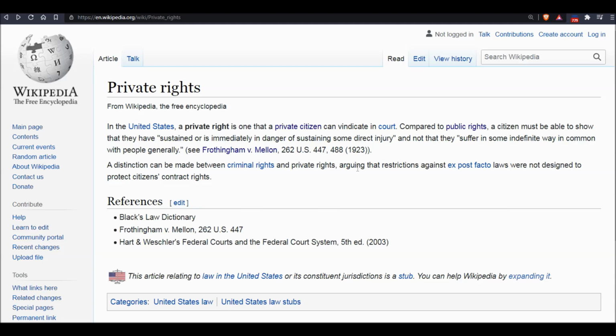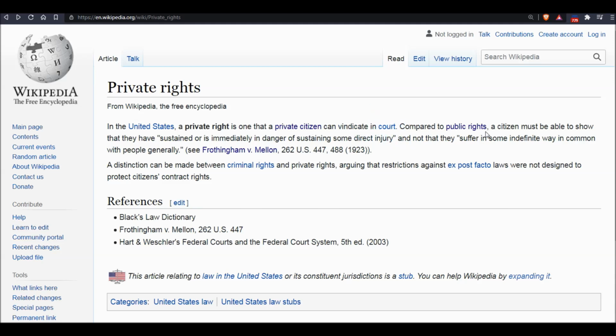When municipal entities and employees tell you confidently, well, you better know what your rights are, they're letting you know that there are different types of rights that you can invoke. And here are some of them. If you say you're a private man or private citizen, then you have something called private rights. In the United States, a private right is one that a private citizen can vindicate and law can enforce.